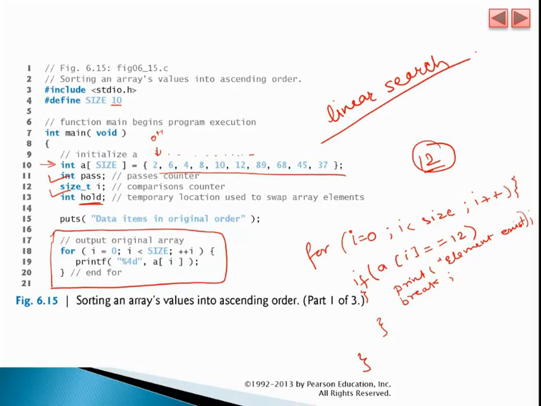How many times will the loop execute? In the worst case, the loop will execute n times, that is, the number of elements in the array. Right. So this is how a simple search is done. Any question in searching and sorting?